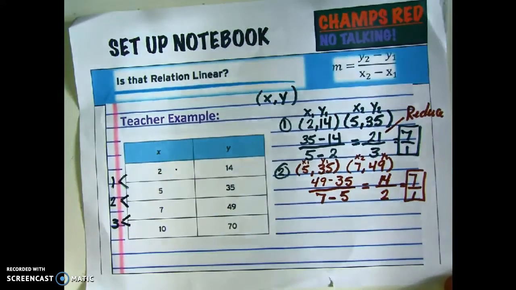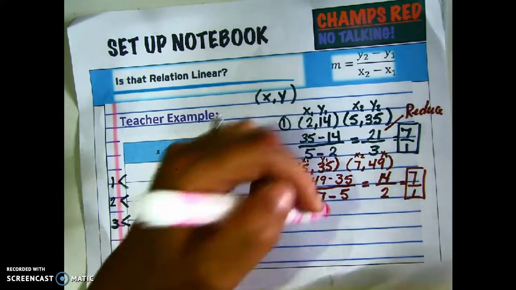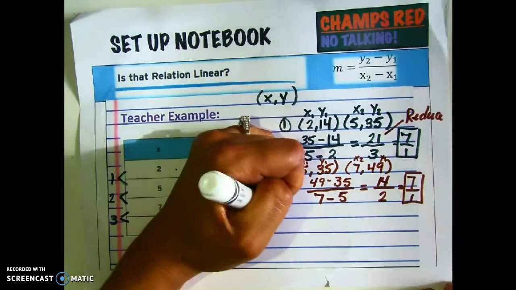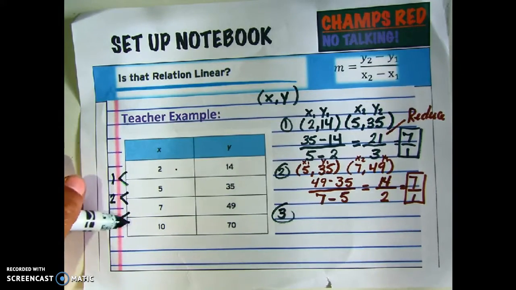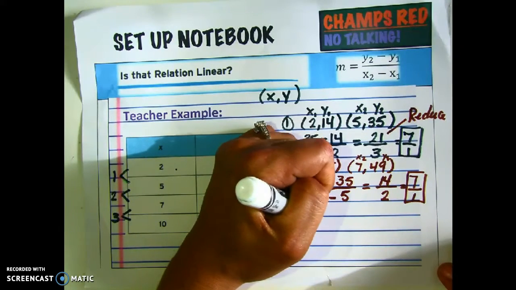All right, last check. Remember, we have 3 checks. Let's see if this pink shows up. Nope, we'll go back to black. So number 3, I'm going to use the ones that I indicated for 3. And I'm going to have 7, 49.